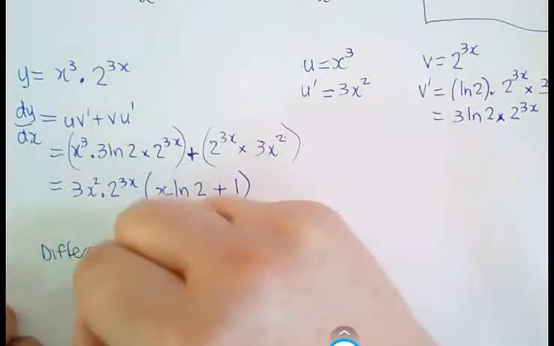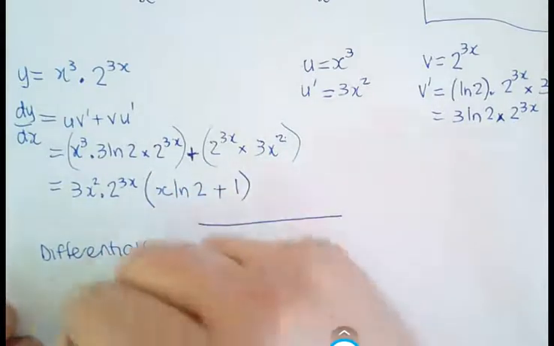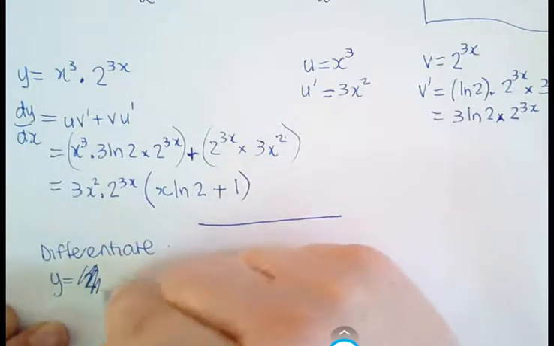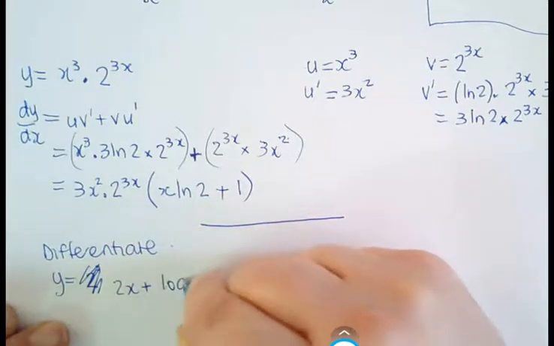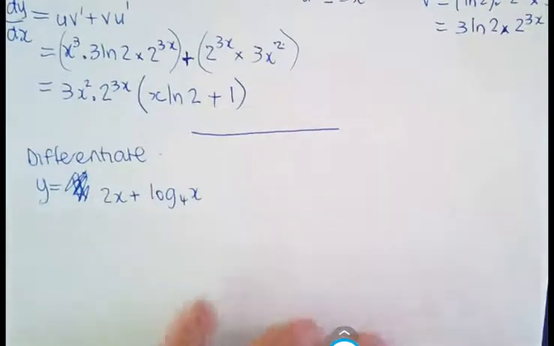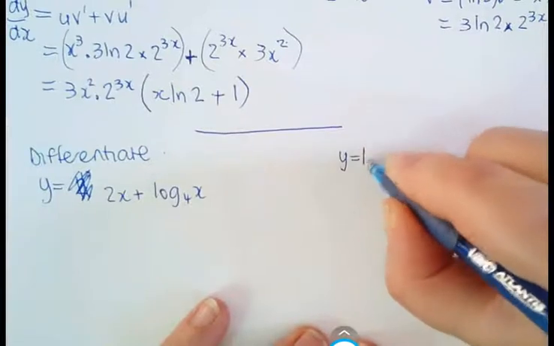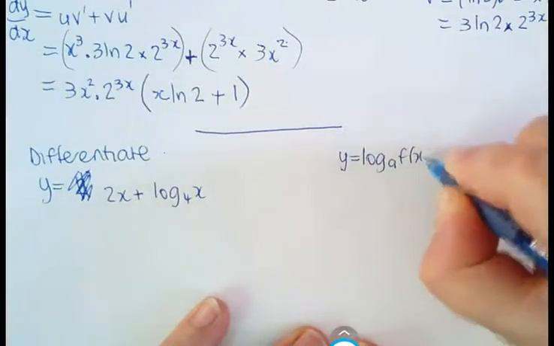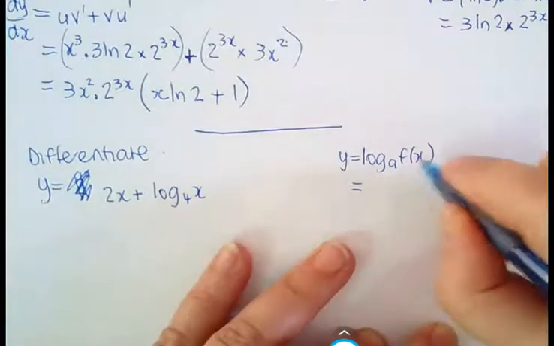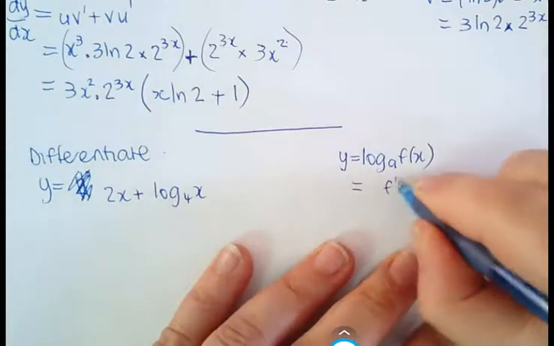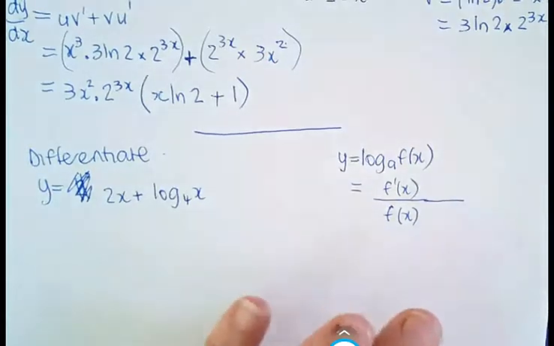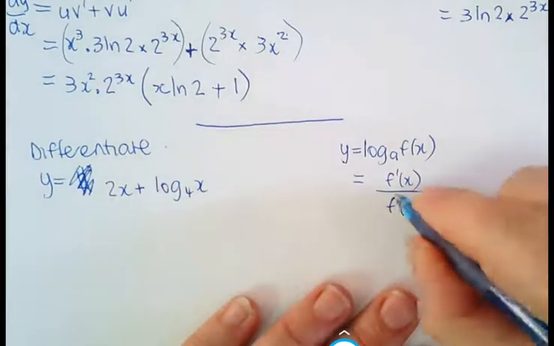These log functions, differentiate the following. We've got y equals 2x plus log to the base 4 of x. All right, what's our rule? If y equals log to the base a of the function of x, then, remember, what's the normal one? Isn't it 1 on the function of x times the derivative? So it'll be f dashed x on the function of x. Where does the ln a for this one go? On the denominator. Times ln a on the denominator.